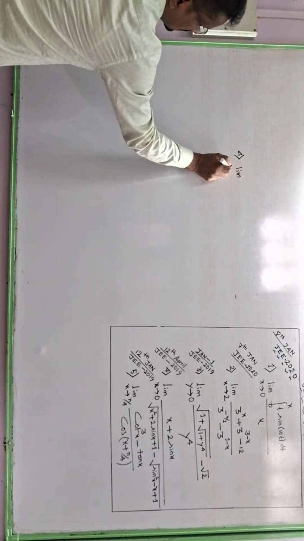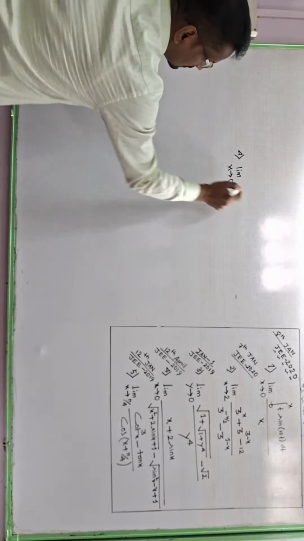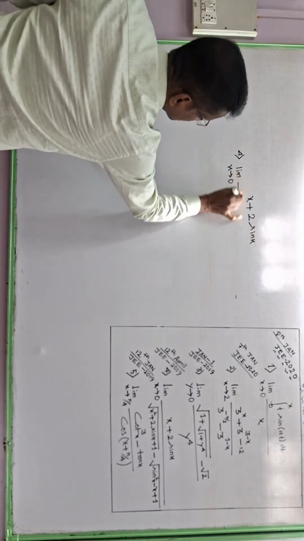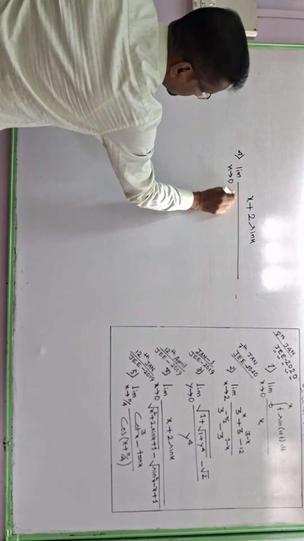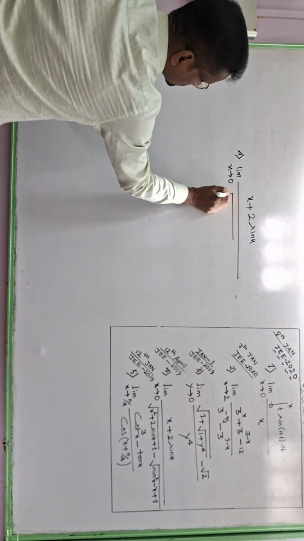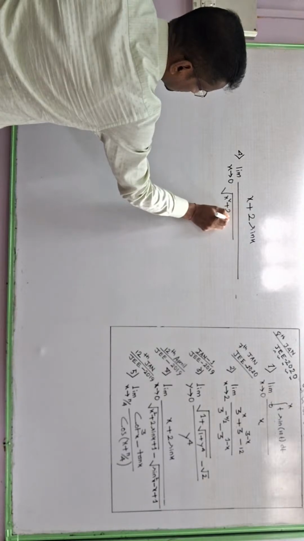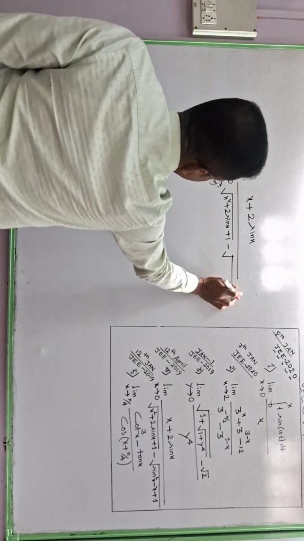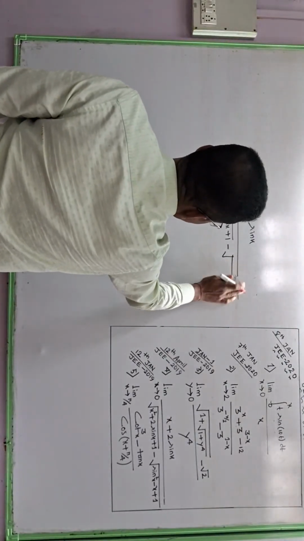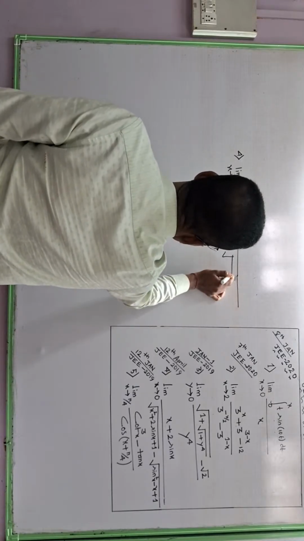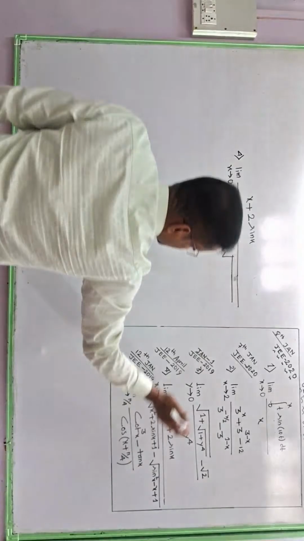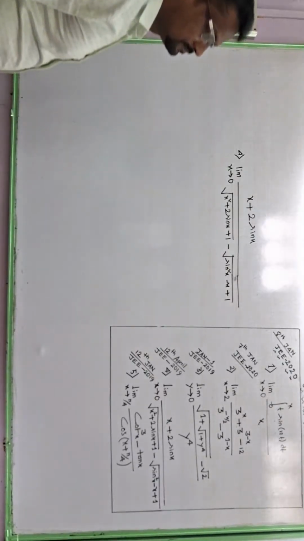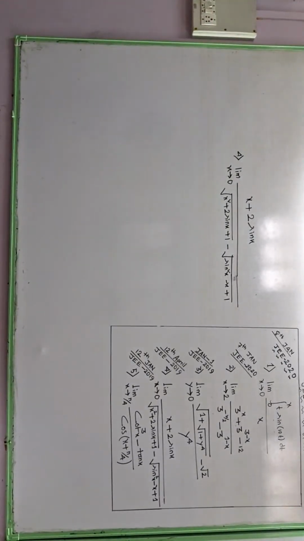limit x tends to 0 of x plus 2 sin x divided by under root over x square plus 2 sin x plus 1 minus under root over sin square x minus x plus 1. So take the conjugate, multiply numerator and denominator.